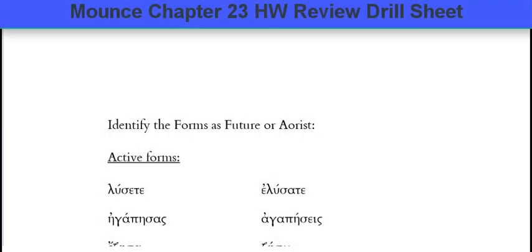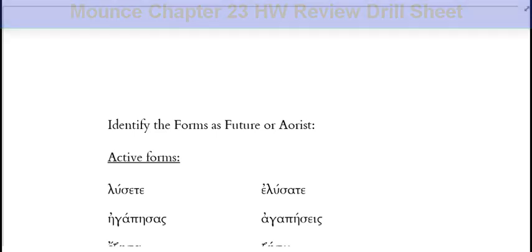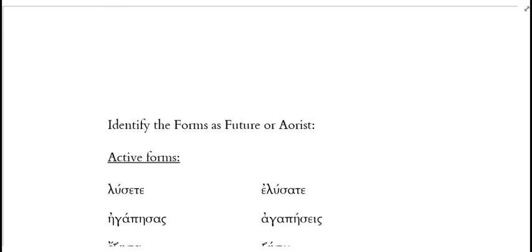Now, when you went over chapter 23 material, you learned about the first aorist. And the first aorist is just another way of forming the aorist tense. When we learn first aorist and second aorist, what we have to understand is that these are not really different tenses. They're really just different ways of forming the same tense.